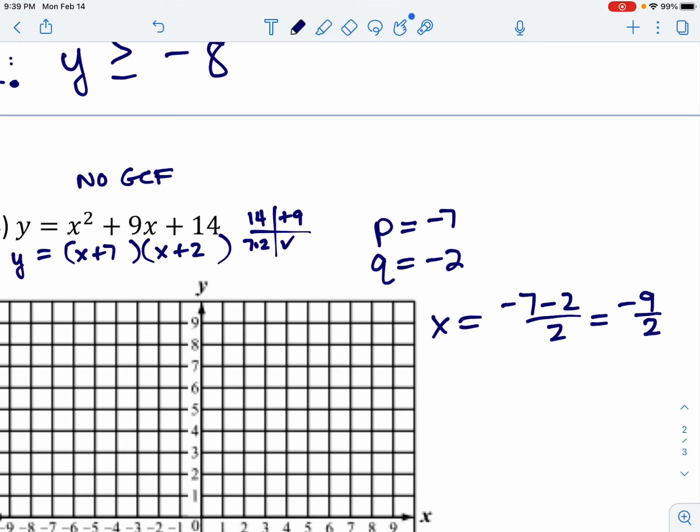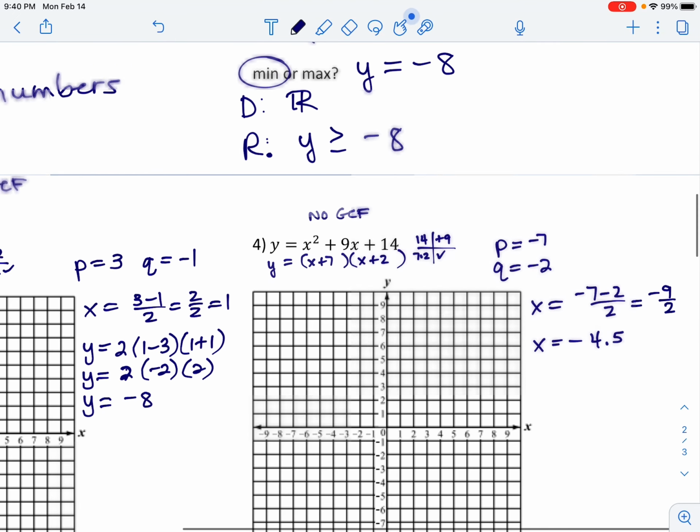Do we know where that is? Do we know what x is? Negative 9 over 2. Can we find that on the graph? How would I find that? Well, this one I would have to just divide out, and I know that x equals negative 4.5. I can figure that out. So it's okay to have fractions. We're able to still graph those and figure out where those are on the graph, so we can still find that. And then you can plug that in and solve for y.